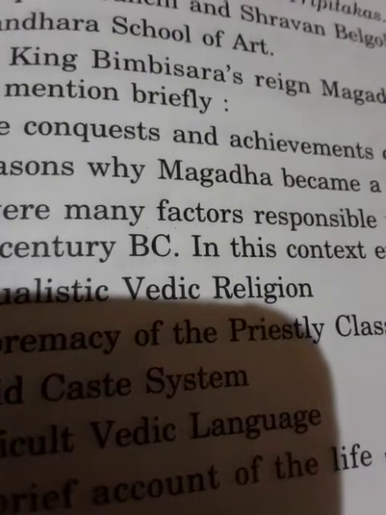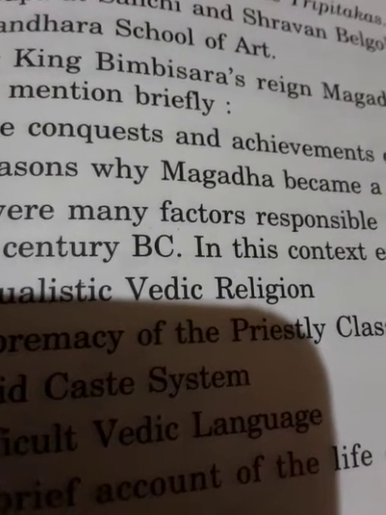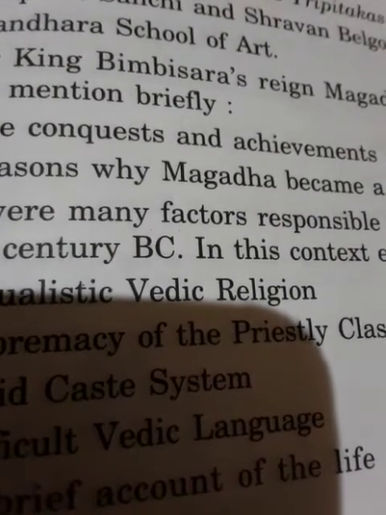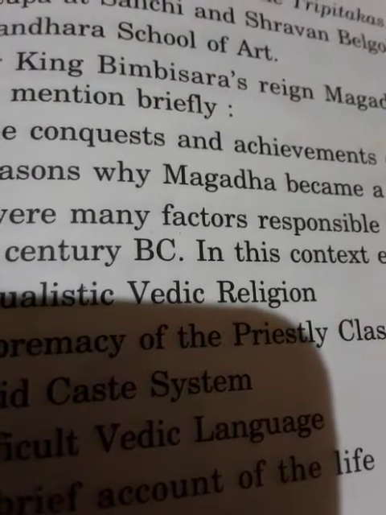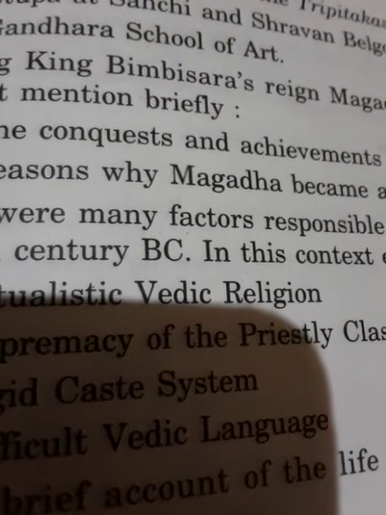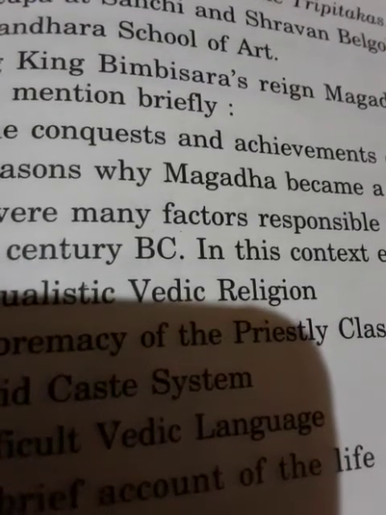Number 23. Mention any 2 similarities in the teachings of Jainism and Buddhism. Answer. The 2 similarities in the teachings of Jainism and Buddhism are: number 1, both the religions were taught in the common language of the people; number 2, both the religions opposed the caste system.